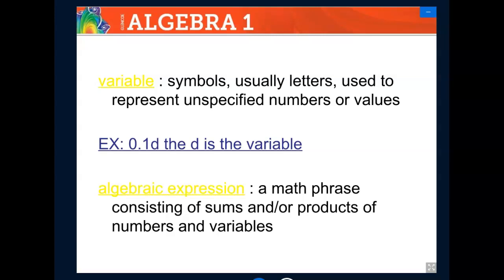The next part, algebraic expression, sounds way harder than it is. This is simply adding or subtracting. That 0.1D represents an algebraic expression. It's just a math problem. An algebraic expression is a math problem.